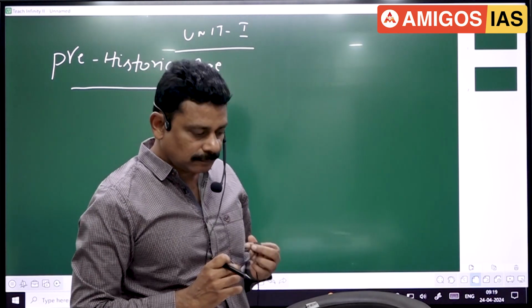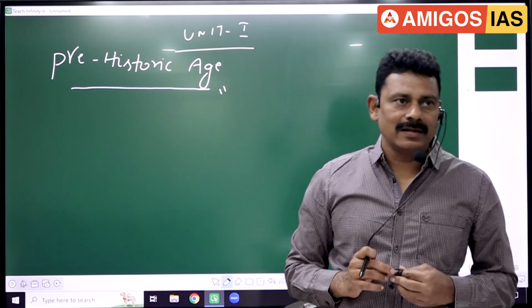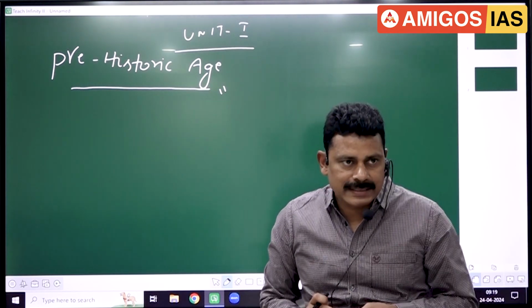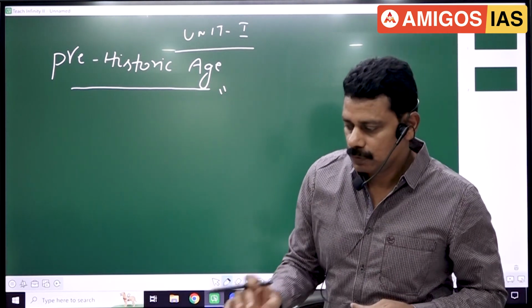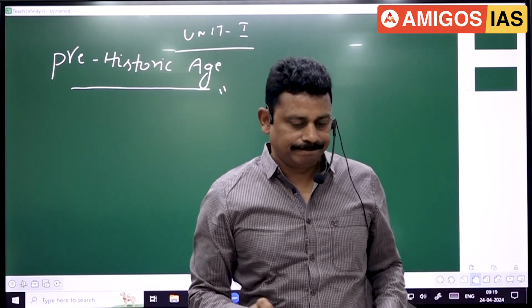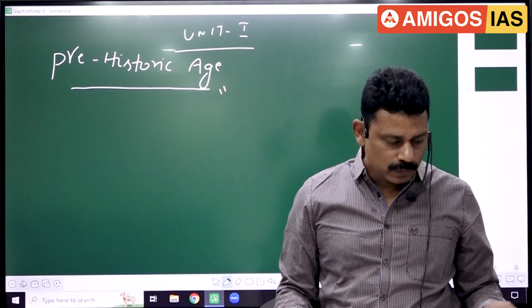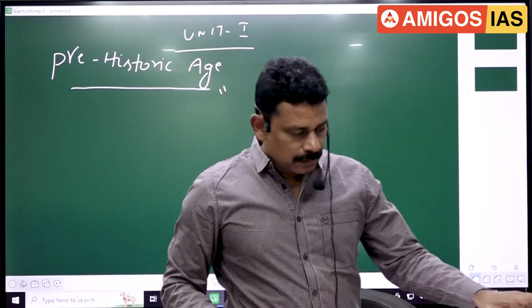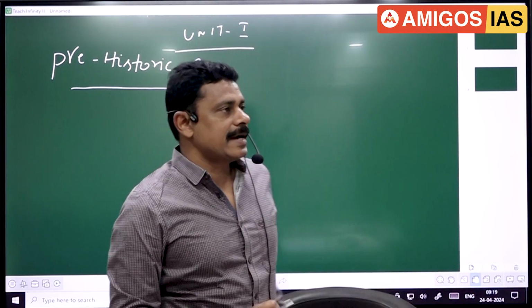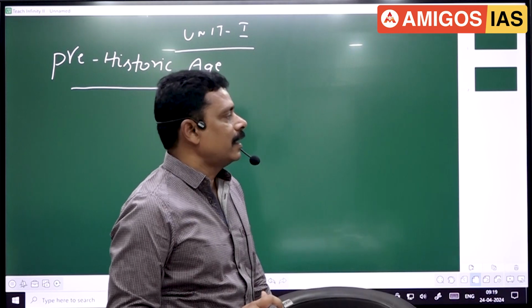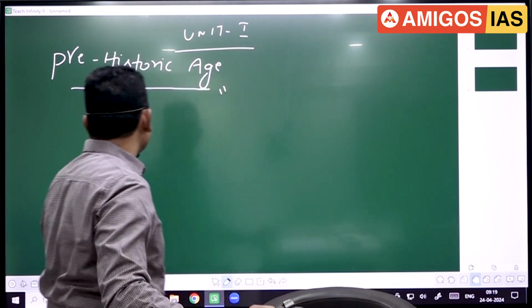Anantapur, Guntakal. Krishna district, Ustanapalli. So that's about the sites, material and implements of the Lower Paleolithic age.